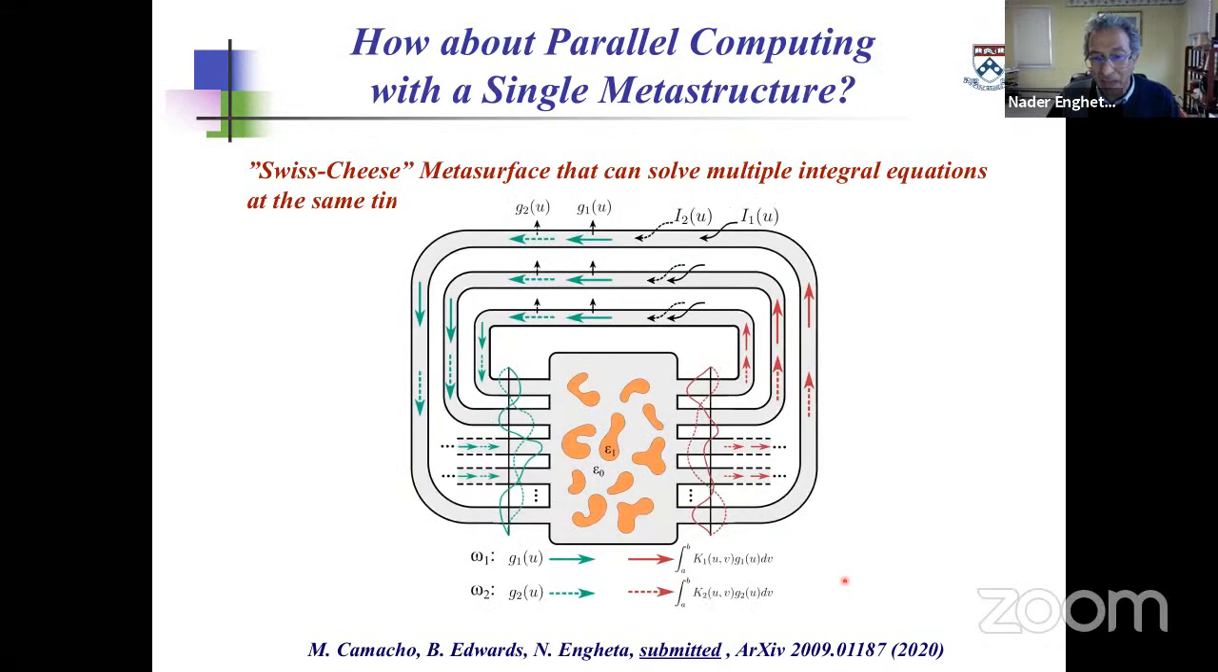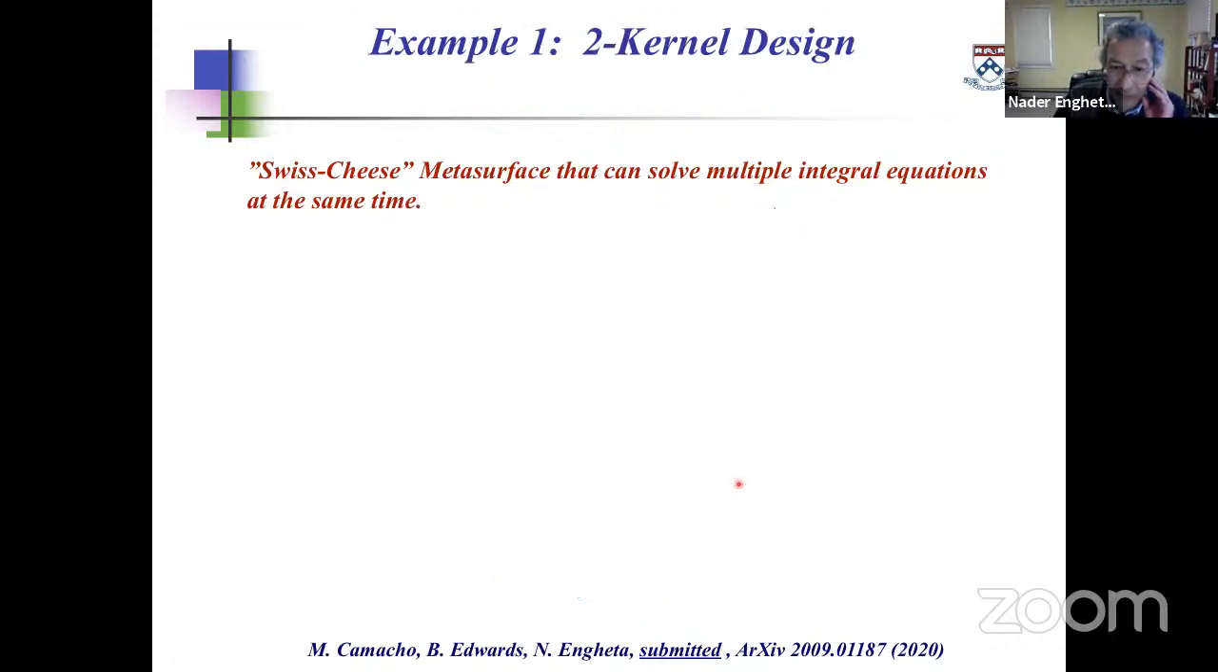So here we went back to this idea, but this time the design becomes harder, because you have to design a single inhomogeneous material over here such that it will actually give you two kernels. If you operate it with frequency omega 1, the output would give you this integral operator with the kernel K1, but it's the same structure. If you operate it with frequency omega 2, it's going to give you a different kernel, K2, and K1 and K2 are two different kernels. And then, of course, the feedback and so on, we have to put there.